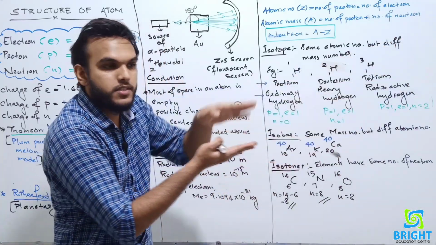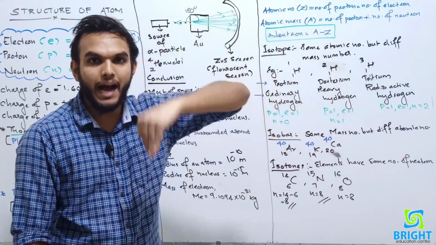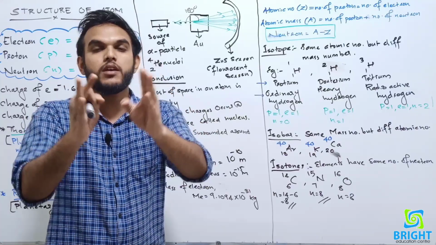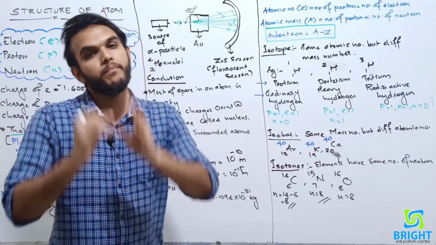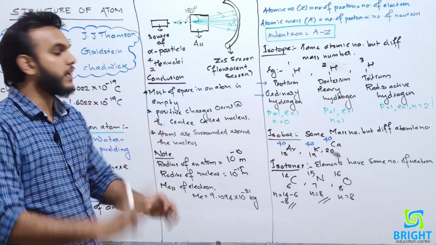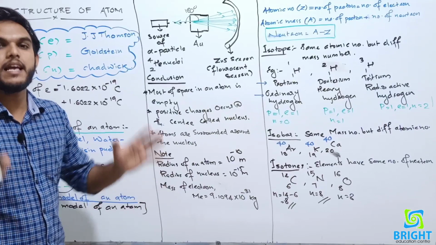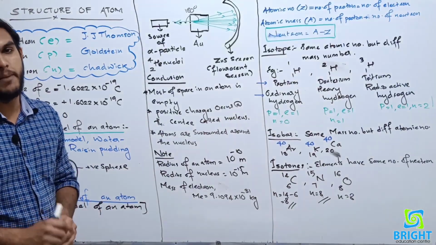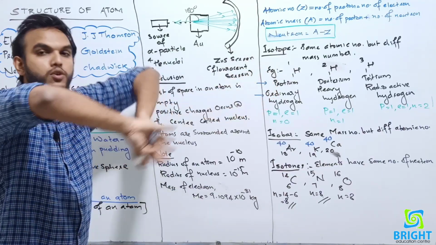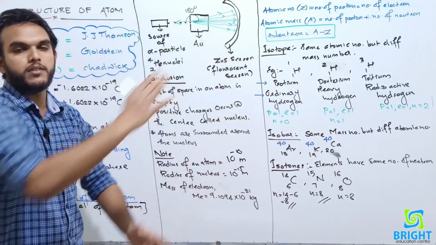Some alpha particles deviate in very small angles, and some alpha particles return back at an angle of 180 degree. These are the basic three observations made by Rutherford during this experiment. Based on this experiment, he put forward his conclusions. First, most of the space in an atom is empty, because the majority of the alpha particles pass through the gold foil.